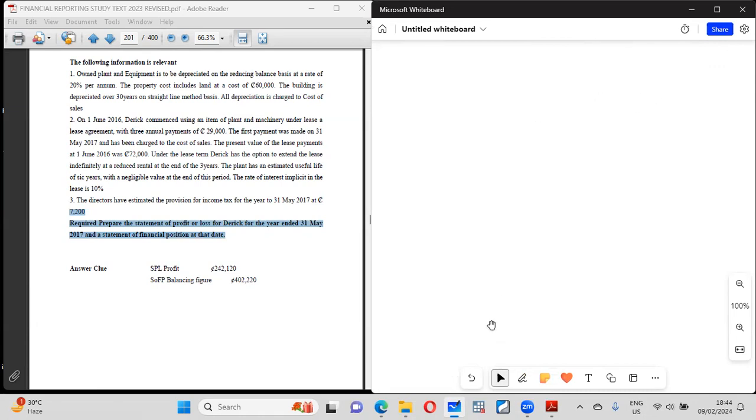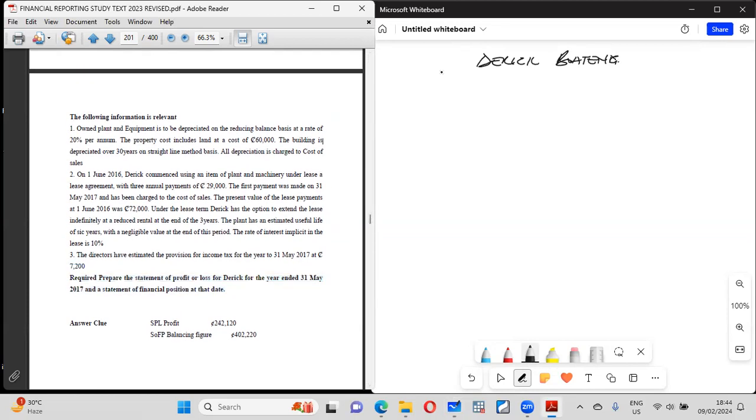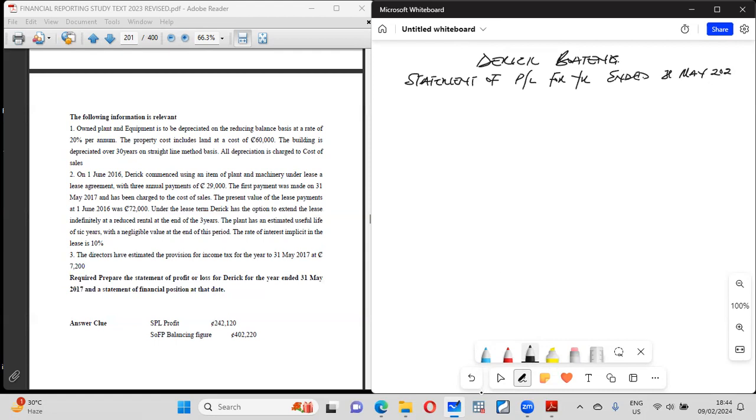So we know that per IAS 1, for the P&L we will need the name of the company. Here we are fortunate to know it is the reporting. Let me open the textbook, page 201. Then you write statement of profit or loss for the year ended. In this question, we were supposed to do it as at 31st May 2017.